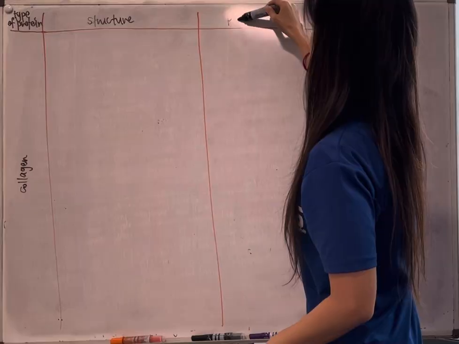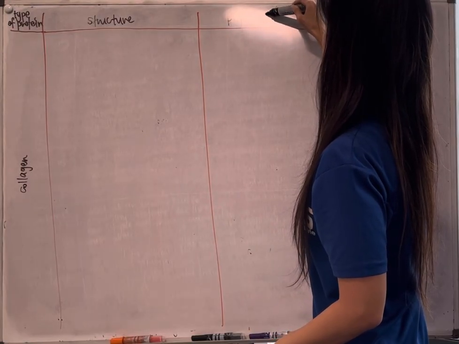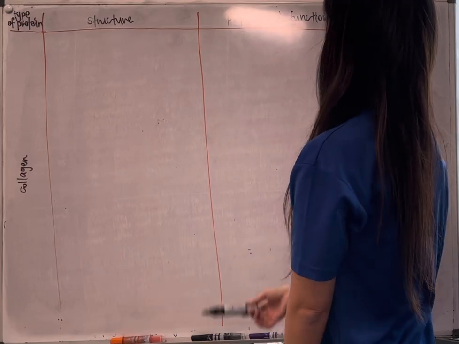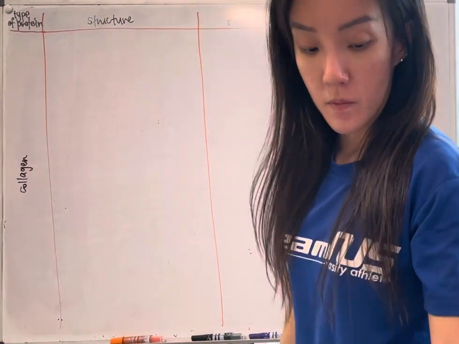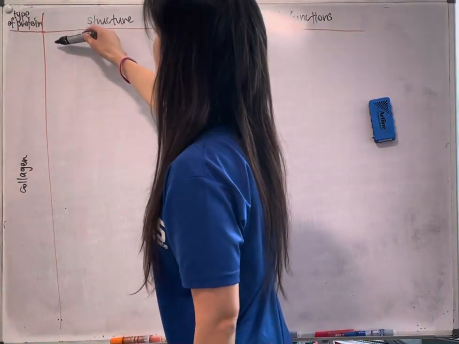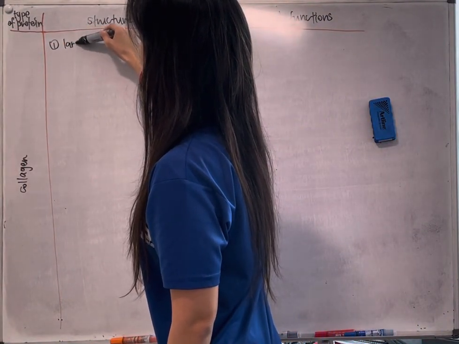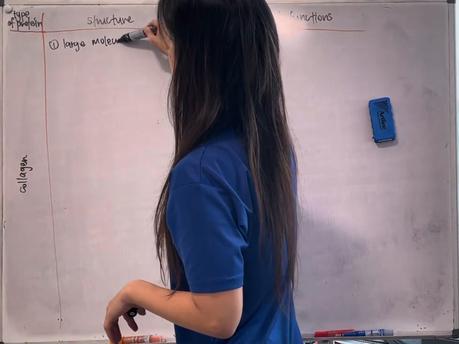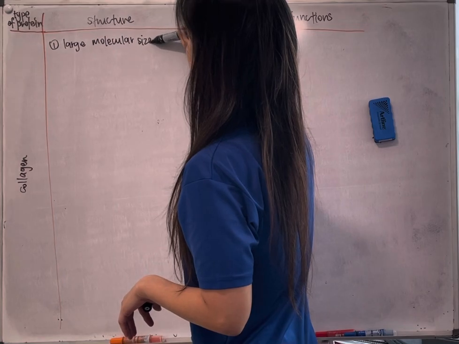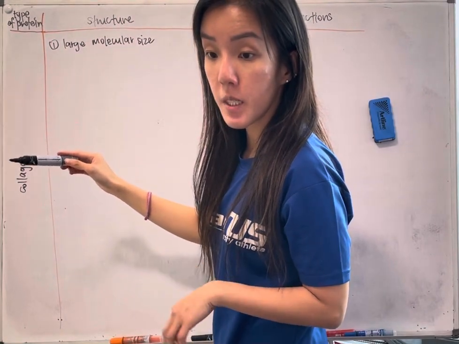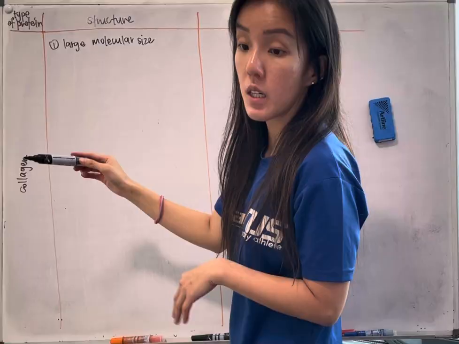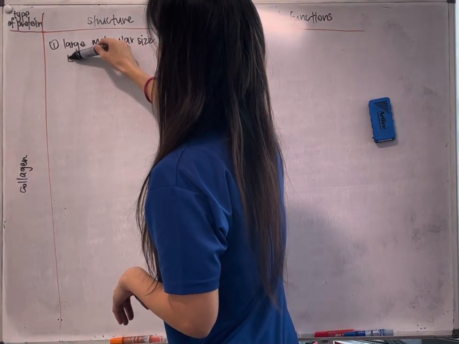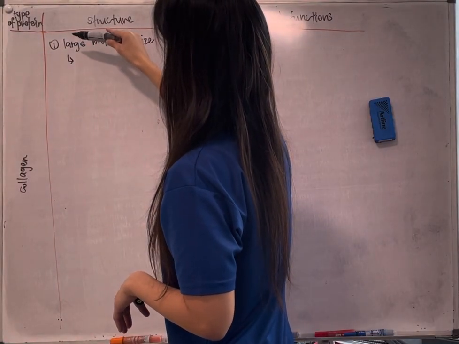And then properties and functions. Okay, first one, structure of this collagen. Number one, you should know it has a very large molecular size. I also accept if you tell me a large number of non-polar R groups, which is proline and hydroxyproline.